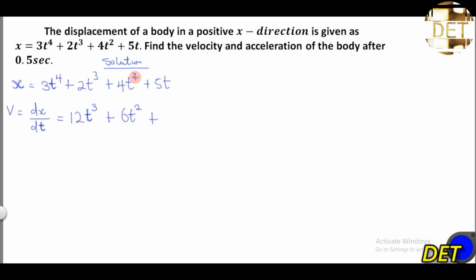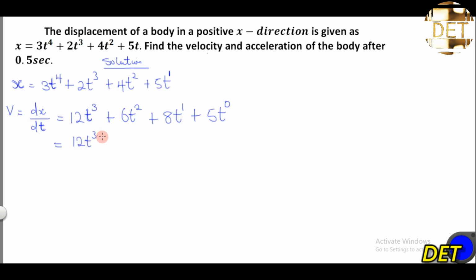I will use this power of 2 to multiply this 4t. That will give me 8t, right? And I will subtract 1 from the power. So 2 minus 1 will give me what? 1. So that will be 8t raised to the power of 1. Then there is an invisible power of 1 here, right? So plus, I will use this power of 1 to multiply this 5t. That will give me 5t, right? Then 1 minus 1, I will subtract 1 from this 1. 1 minus 1 will give me what? 0.